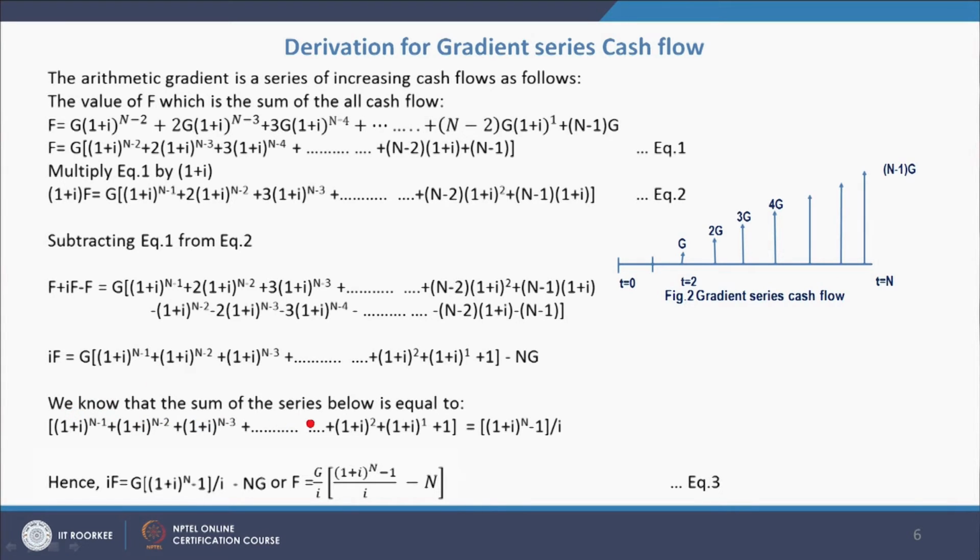We know that the summation of this series is equal to ((1 plus i) to the power n minus 1) divided by i. So, when we substitute the value of the series, iF is equal to G into ((1 plus i) to the power n minus 1) divided by i minus nG, or F is equal to G by i in brackets ((1 plus i) to the power n minus 1) divided by i minus n. So, this is equation 3. This gives you the future value of a gradient series of cash flow.